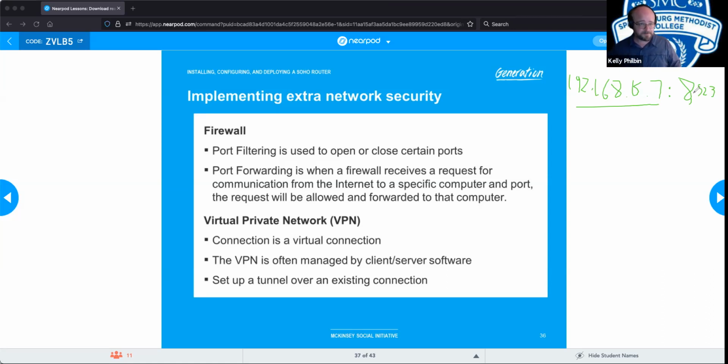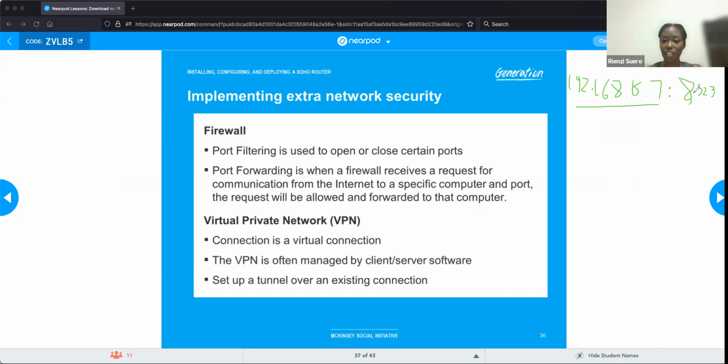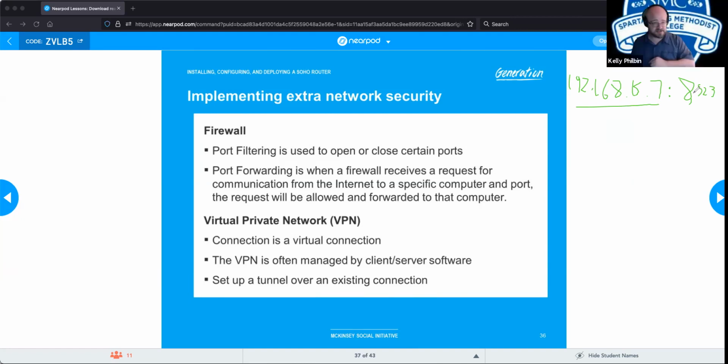So you get what I'm saying? Yeah, that's it. That's what port forwarding is. Yes. Oh. So you can set up a designated port to go somewhere else.